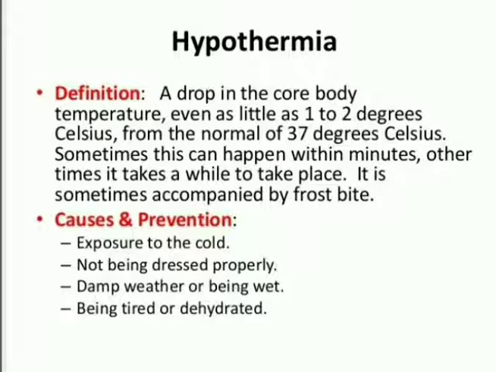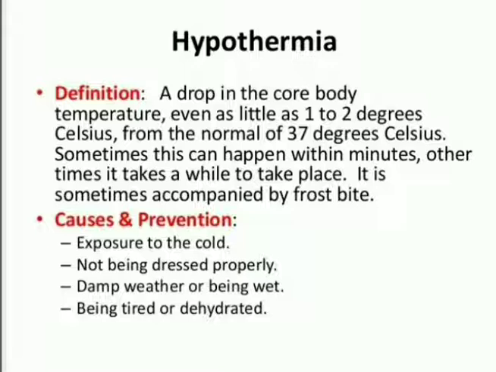And after that, hypothermia. What is meant by hypothermia? A drop in the core body temperature, even as little as 1 to 2 degrees Celsius from the normal of 37 degrees Celsius. Sometimes this can happen within minutes, other times it takes a while. It is sometimes accompanied by frostbite. If a person suffers from frostbite, there may be a decrease of temperature, not an increase.